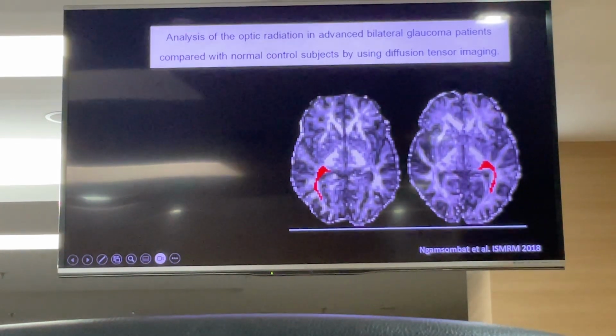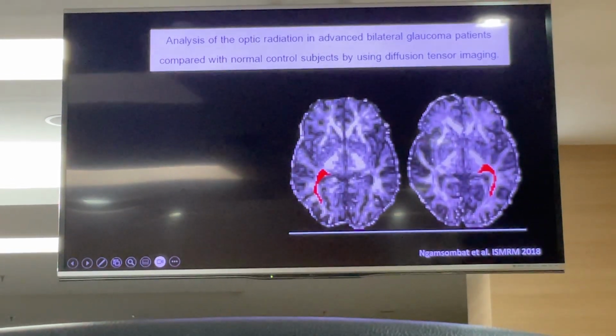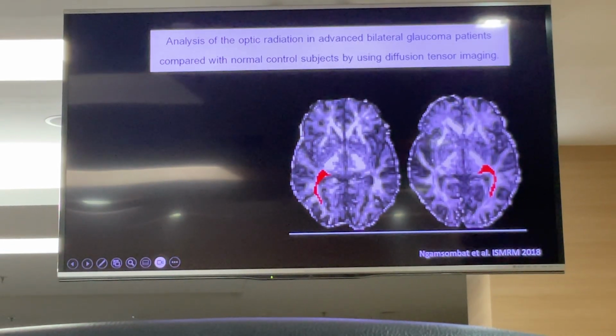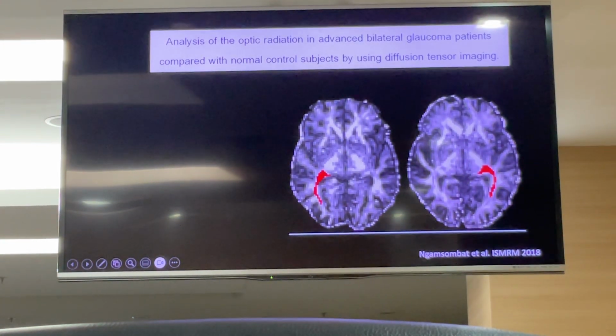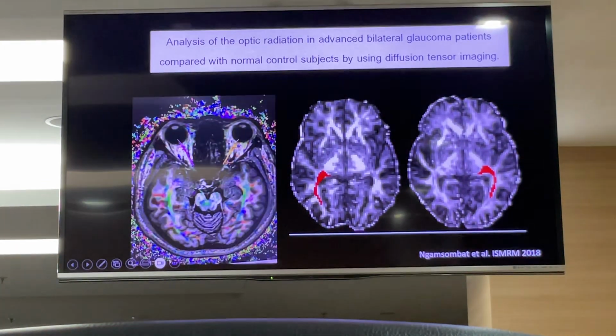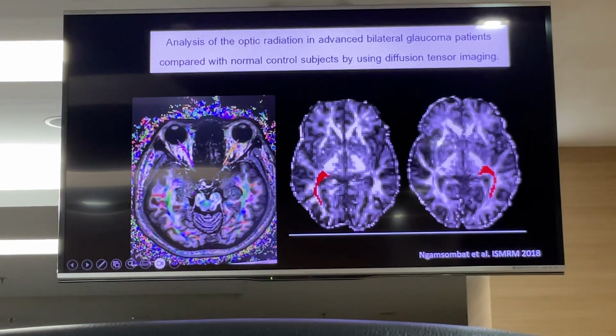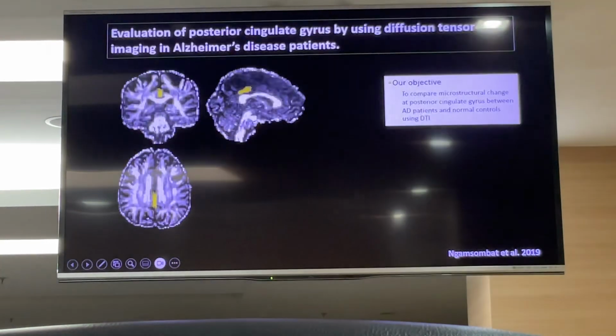This is where I analyzed the optic radiation in advanced glaucoma patients. We tracked the optic radiation and compared it with the severity of the glaucoma, and it was highly correlated. At that time I started to analyze the optic nerve directly in this project, but it was technically difficult. So we just reported the abnormality over the optic radiation, but not the optic nerve directly.